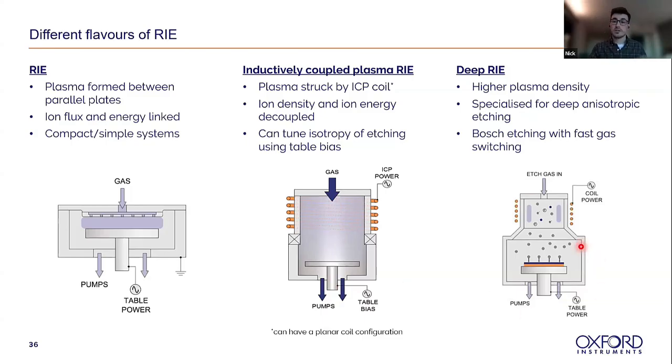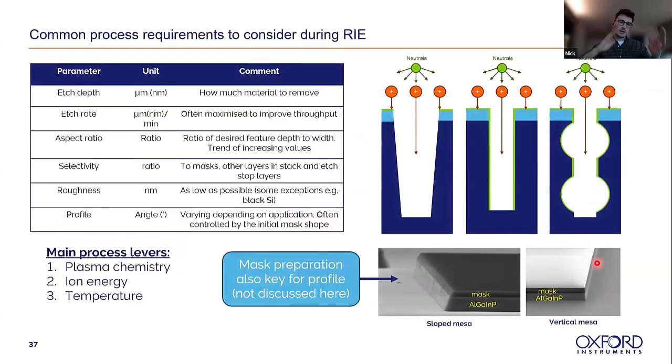And then lastly, you can also do deep reactive ion etching. So this is a slightly specialized version of ICP etching. You have slightly higher plasma densities and fast gas switching to enable you to do Bosch processing, which is what we do in our deep reactive ion etching systems. So Bosch processing is just switching back and forth.